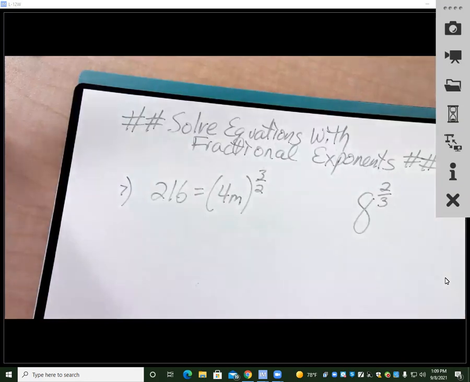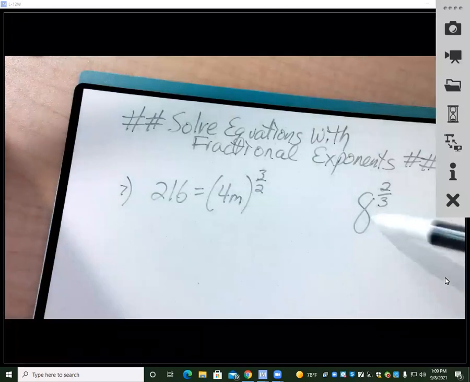Go ahead. So it's like, I don't want to take that and put it under the square root or a cube root and then square it inside of it. So what would your answer to that be? It is 4. Because it's the cube root of 8 squared.